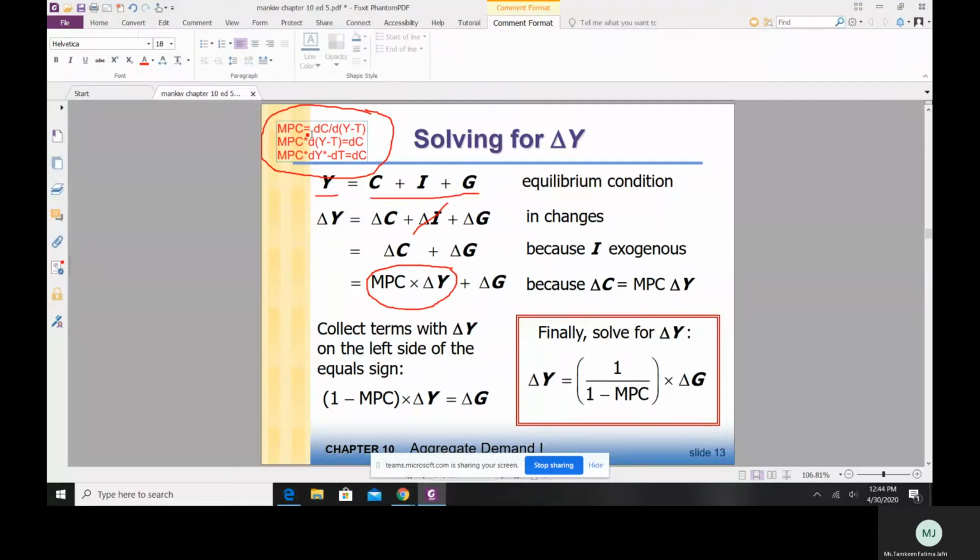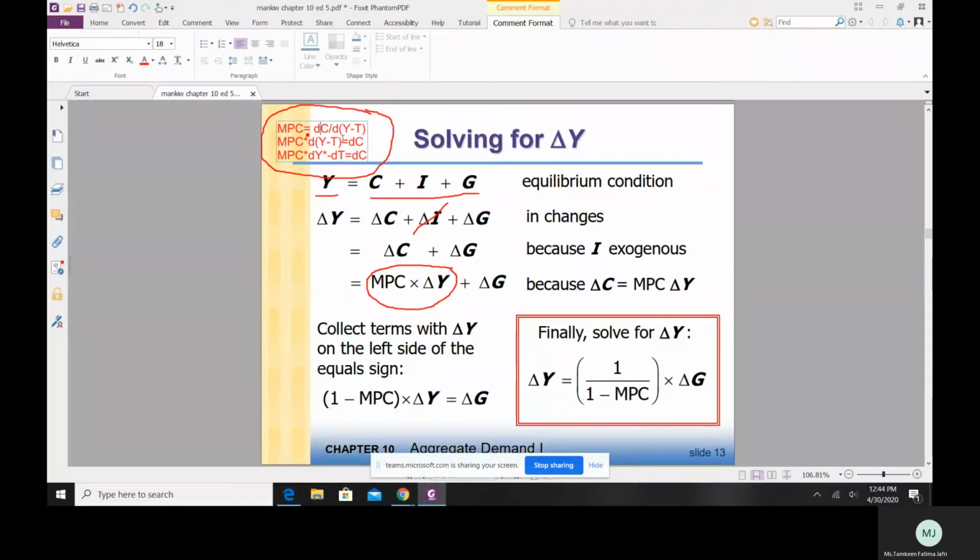So I know that MPC का formula क्या होता है? It's change in C brought about by change in disposable income. ठीक है, this is the standard formula that we studied way back in chapter number 3. I can rewrite this equation as follows.